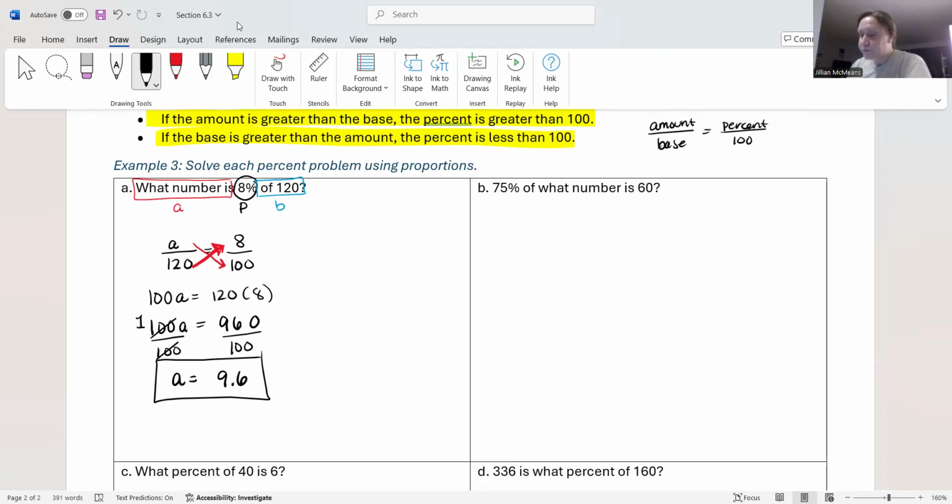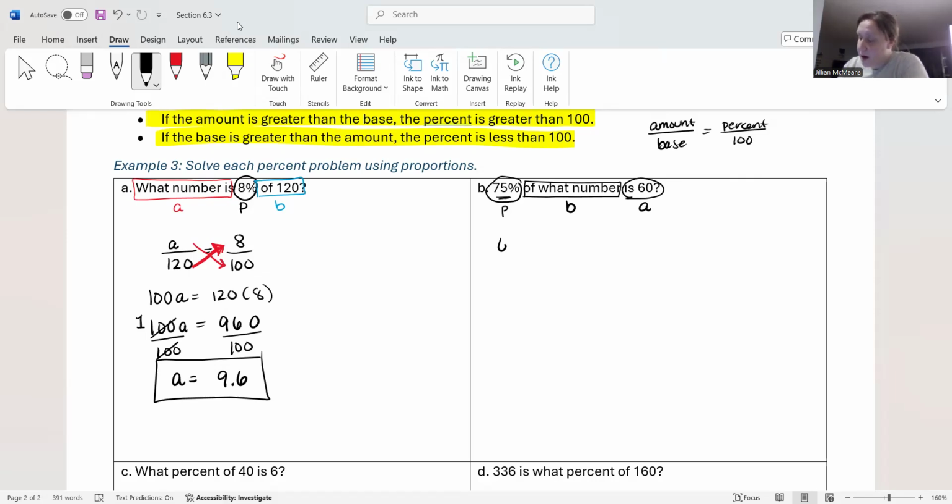Okay, now for our next example, we have 75% of what number is 60. So 75%, that's the easy one, that's our percent. Now we're taking this 75% and we're applying it to some unknown value. So this unknown value is going to be our base. And then once we apply the percent to the base, we get some other value, which is 60, and that is the amount, okay? So we fill in the percent proportion.